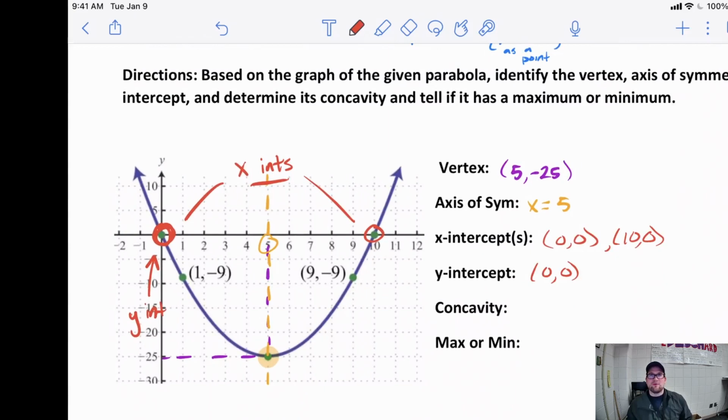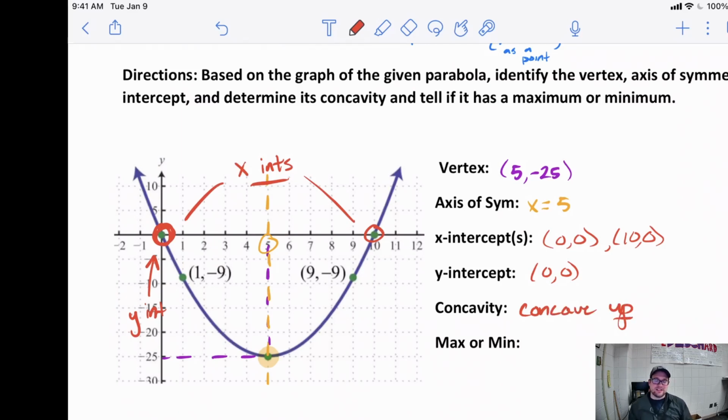Now remember, whenever we ask you about concavity, we're just asking, does the graph open upwards or does it open downwards? And in this situation, our graph is opening up. So we're going to say that this is concave up.